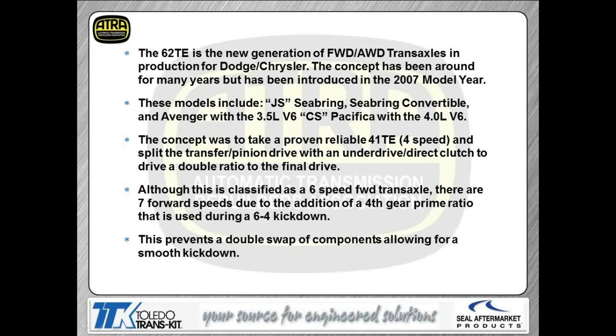Now, although this does classify it as a 6-speed, there are actually 7 forward speeds on this transmission. The 4th gear prime that you see here, that ratio is only used during a 6/4 downshift. The reason they have that separate 4th gear prime ratio is they don't want to have an issue at that speed and at that engine torque trying to kick down when you have 2 components coming off and 2 components coming on. That's normally how they run the other upshifts, and you'll see that as we go along. But during the 6/4 kickdown, they'll use a 4th gear prime. And we'll take you through that power flow later on in the presentation.